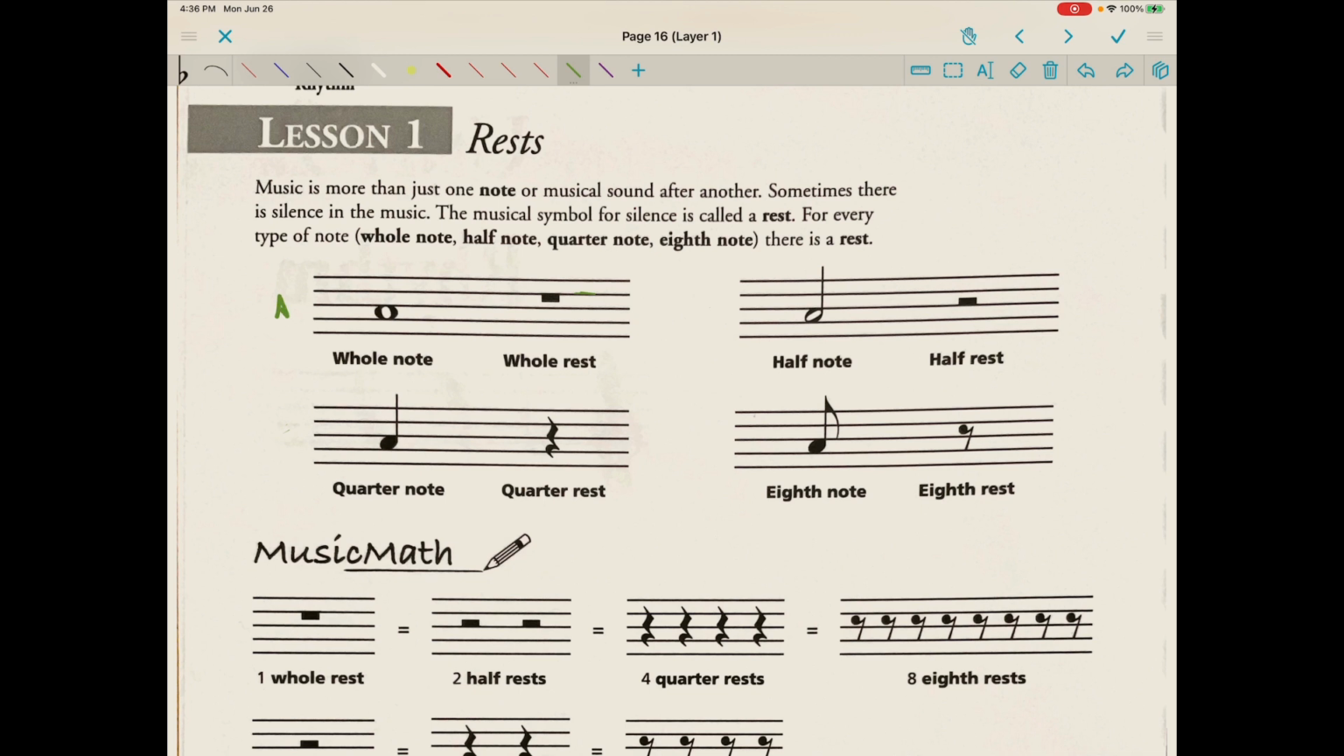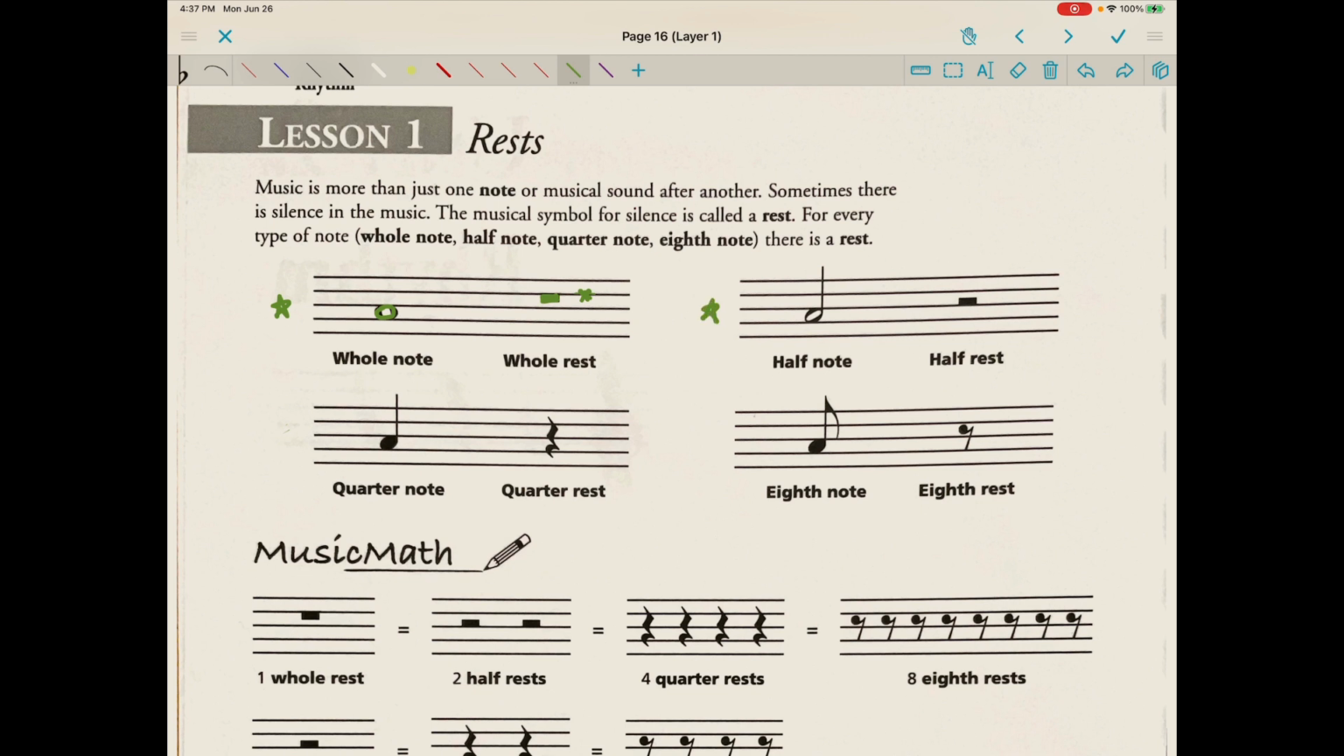We have a whole note, which is just the open oval note head, right? And then we have a whole rest. And notice the whole rest hangs from line 4, right? So it hangs from line 4. You could think of it as being heavy. So it's like a little hat that needs to hang, okay? It's going to tip over, fall over.